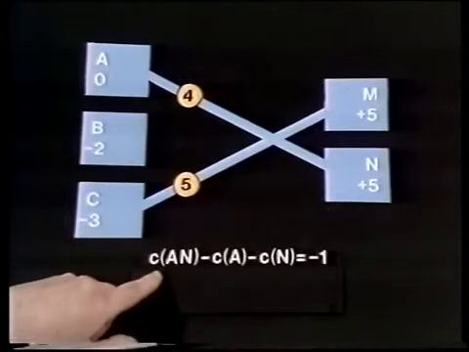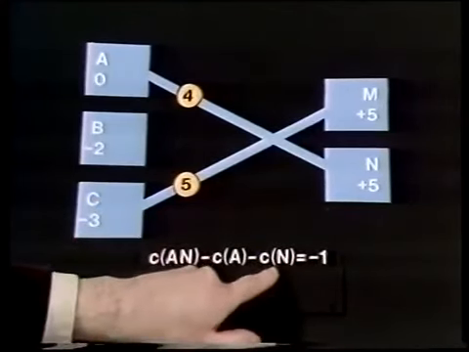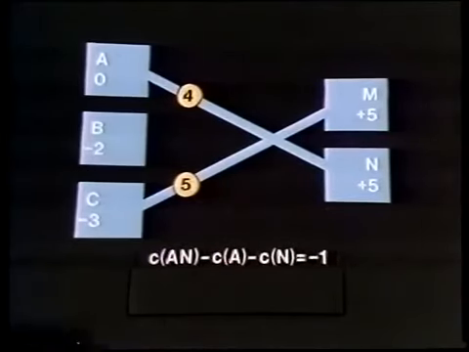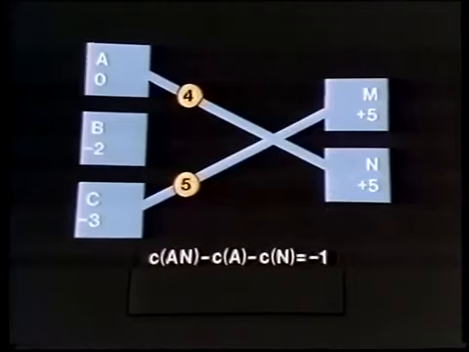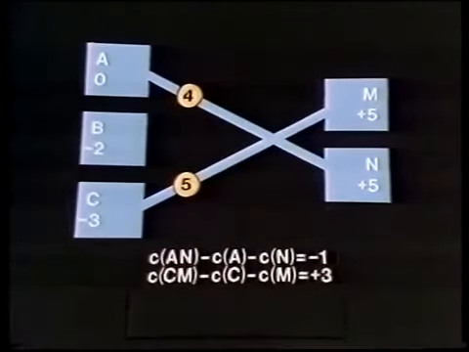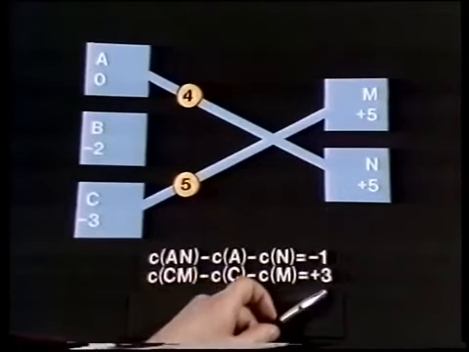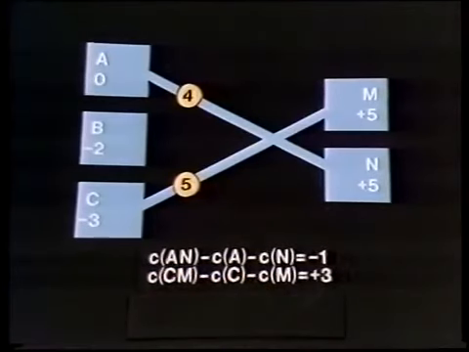The cost of using AN less the sum of the shadow costs at A and N is minus 1. So we have a benefit of 1, a reduction in cost of 1 for each unit diverted along AN. For CM, the same calculation. Work out the cost at CM minus the sum of the shadow costs at C and M. We get plus 3. And so there is an increase in cost of 3 for each unit diverted along CM. And of course we conclude that it's beneficial to bring AN into use, but not CM.